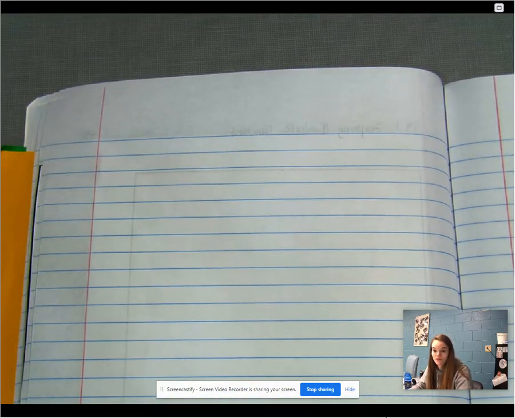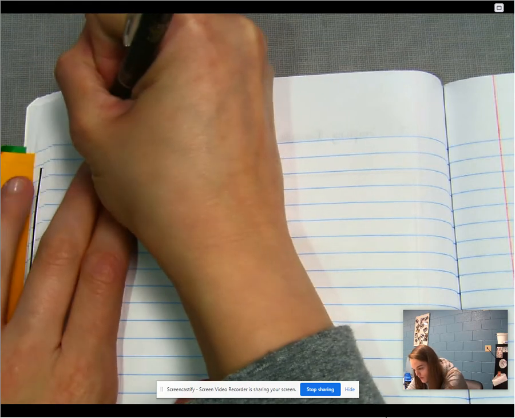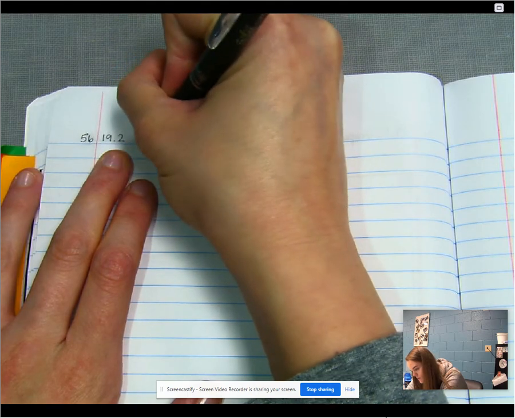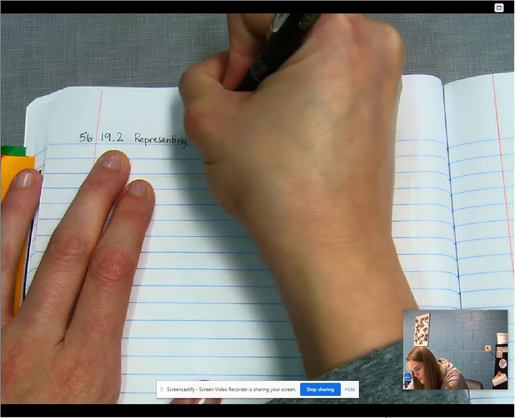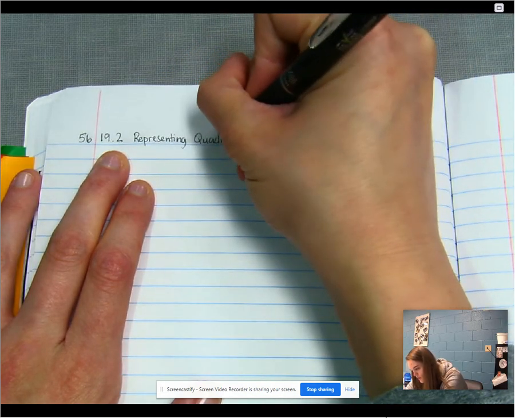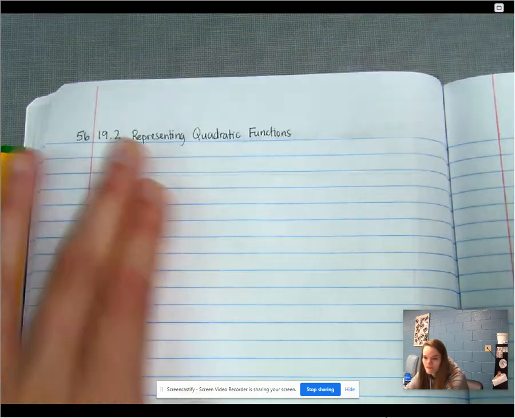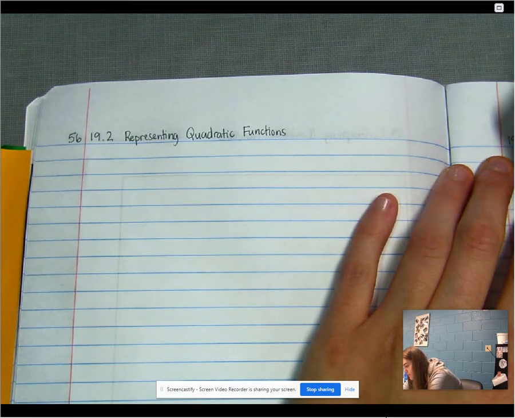Alright guys, today we're going to do something that's a little different. Not that it's different, we sure have never done this before. You are going to label page 56 in your notebook, 19.2, representing quadratic functions. We're going to put your foldable on this page today. And here's the different part. You're going to label 57 the same thing, but we're going to write a big message on 57.